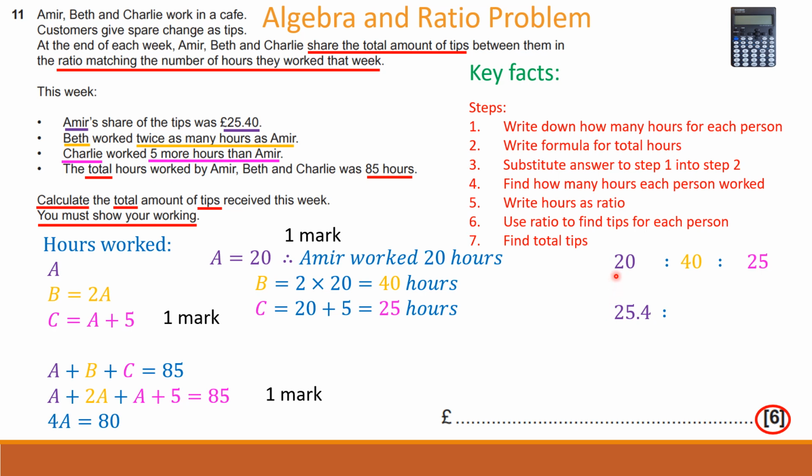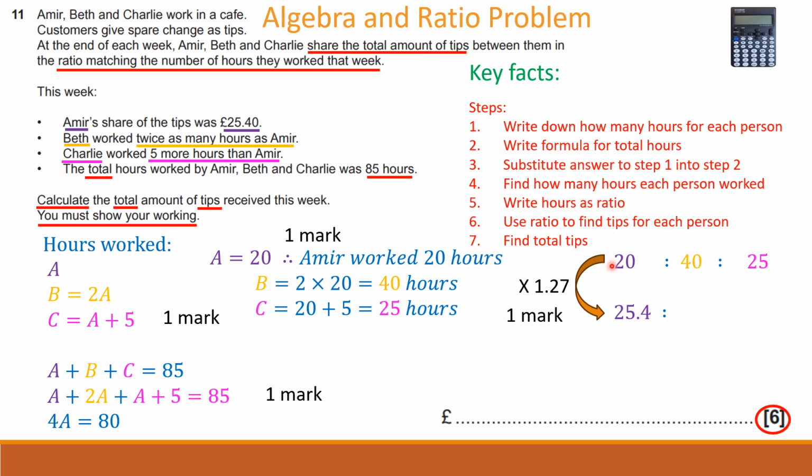We now need to work out how to get from 20 to £25.40. So when we're doing ratio, we take the number underneath divided by the number above. So 25.4 divided by 20 will give me 1.27. So if you multiply 20 by 1.27, that will give you 25.4, and that is your next mark. So far we have got 1, 2, 3, 4 marks out of the 6 marks.